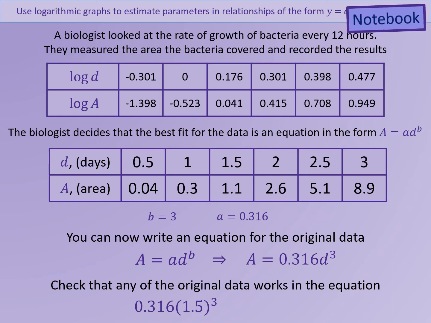So I've chosen one at random, which is when the number of days is 1.5. And if you work this out on your calculator, you get 1.07. So the model, the equation that I am predicting, is finding the value of a of 1.07, and the actual value of a at that time was 1.1. So it's a pretty good representation of the original data. And we've done it, and we've found those values of small a and small b by looking at a linear form rather than the original curve.